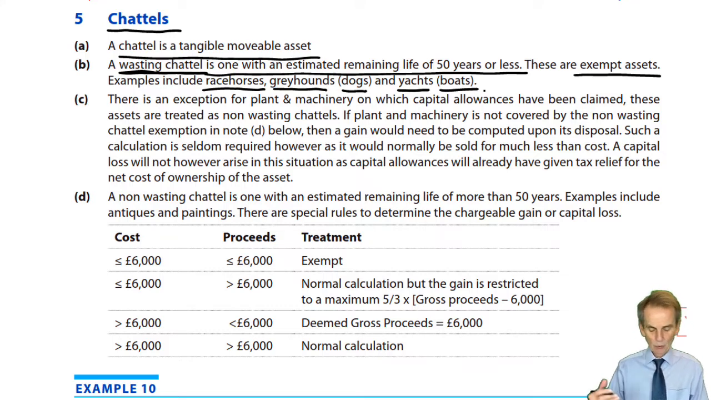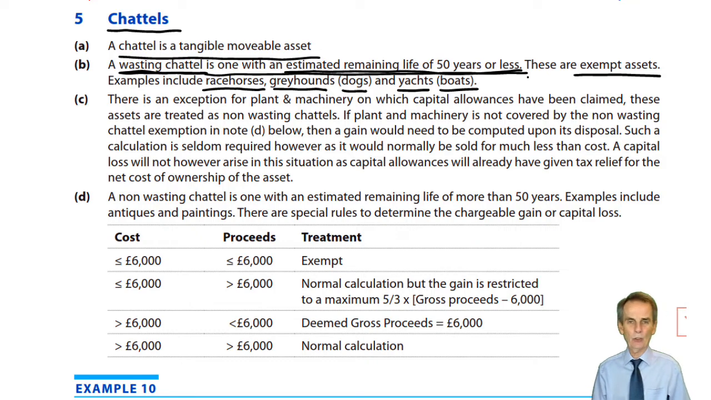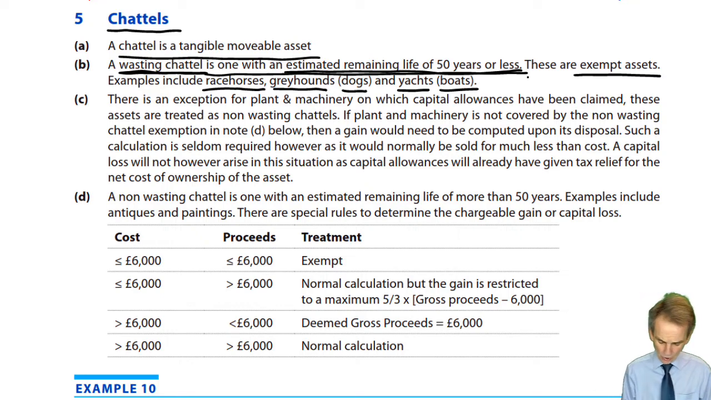So, a tangible, movable asset is a chattel, wasting if its estimated remaining life is 50 years or less at the point of sale. Those are exempt. No calculations to do. Doesn't matter what you sold it for. Doesn't matter what you bought it for. They are exempt.